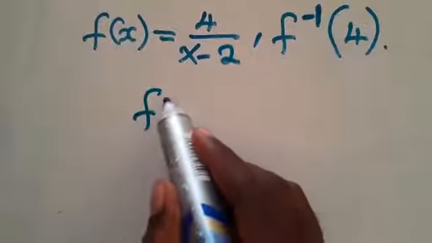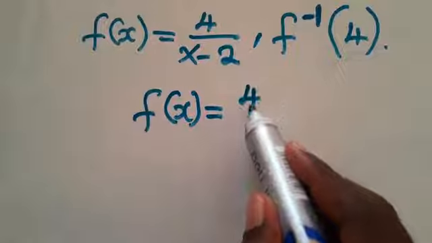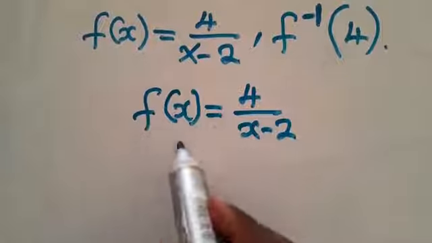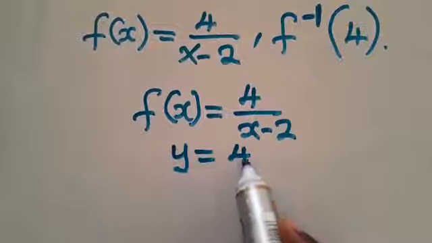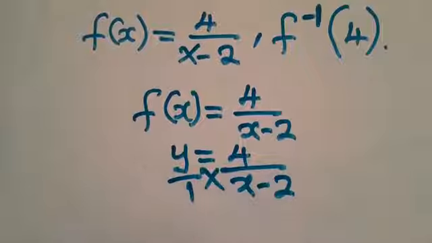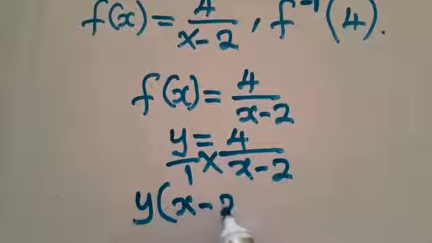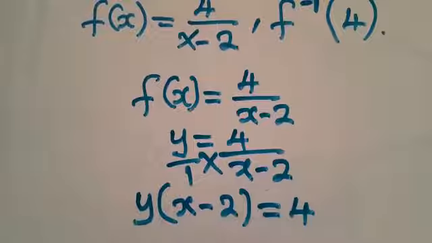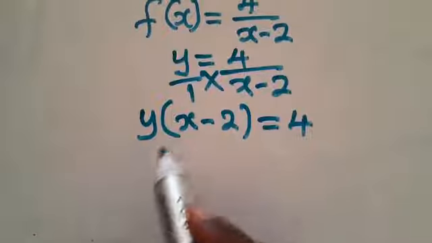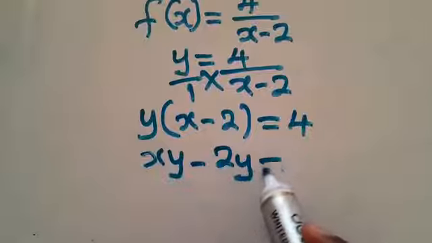So you say f of x is equal to 4 over x minus 2. This part you say y is equal to 4 over x minus 2. Over 1, you cross multiply. So you're going to have y, open bracket, x minus 2 is equal to 4. You do this. This is what you need to do. Then you say y times x, that is xy, minus 2y, which is equal to 4.